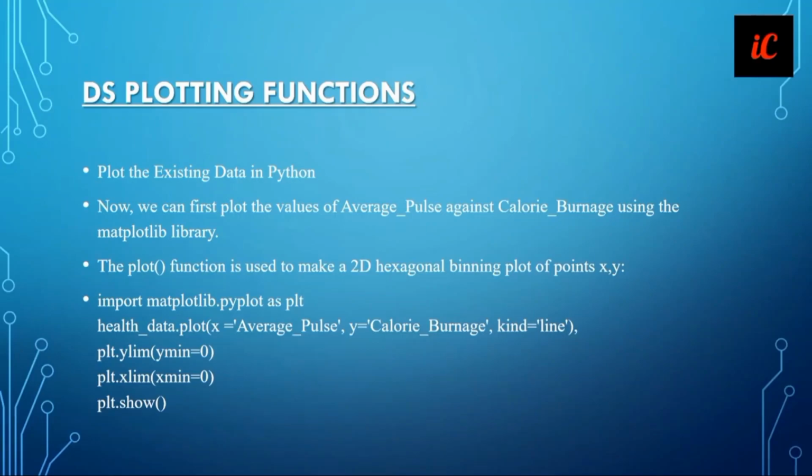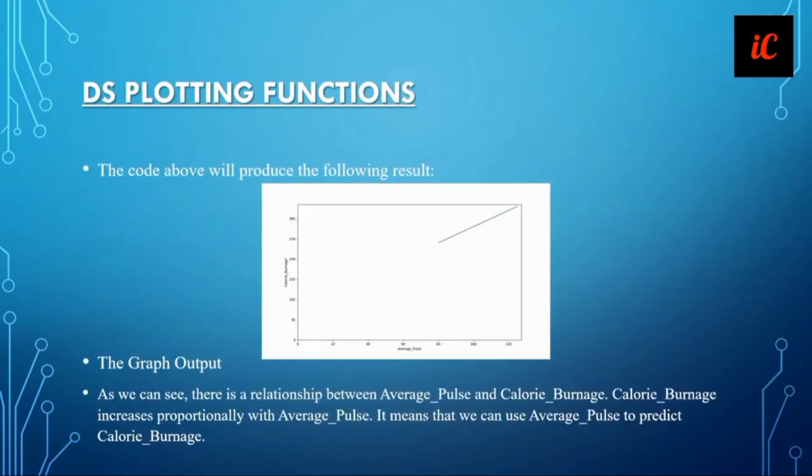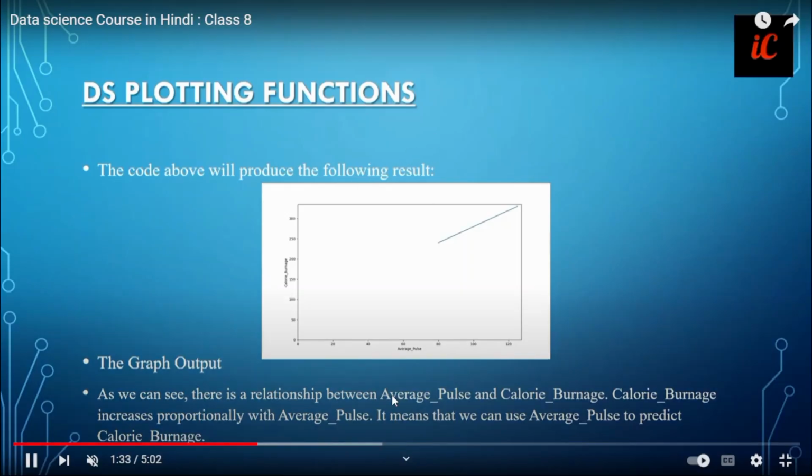We have to write import matplotlib.pyplot as plt. Okay, this is the format of how to write it. After that, you have to mention health_data.plot with the average pulse, average calorie, and kind equal to line. That is the format. After writing all this, you will automatically get the output as this graph. The graph output will be provided automatically after you write all the details you mention there. So that is how you need to work on it.